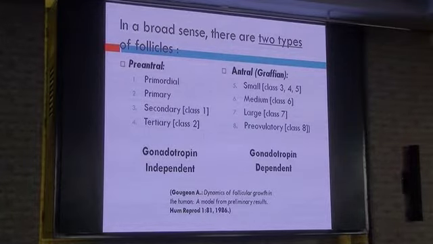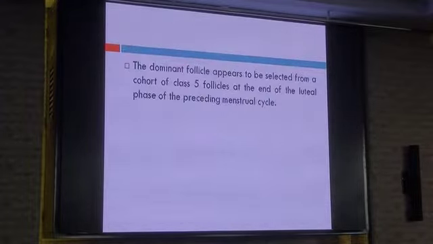A very interesting, well-established piece of knowledge is that this side is totally gonadotropin independent. Whatever happens from the pituitary, whatever happens from the drugs we give, it's not affecting these follicles. This period lasts for up to 250 days. On the other side, gonadotropins do have an effect. The development of these primordial follicles into developed follicles is totally gonadotropin dependent. And of course, you should know that the dominant follicle appears to be selected from a cohort of class 5 follicles at the end of the luteal phase of the preceding menstrual cycle.